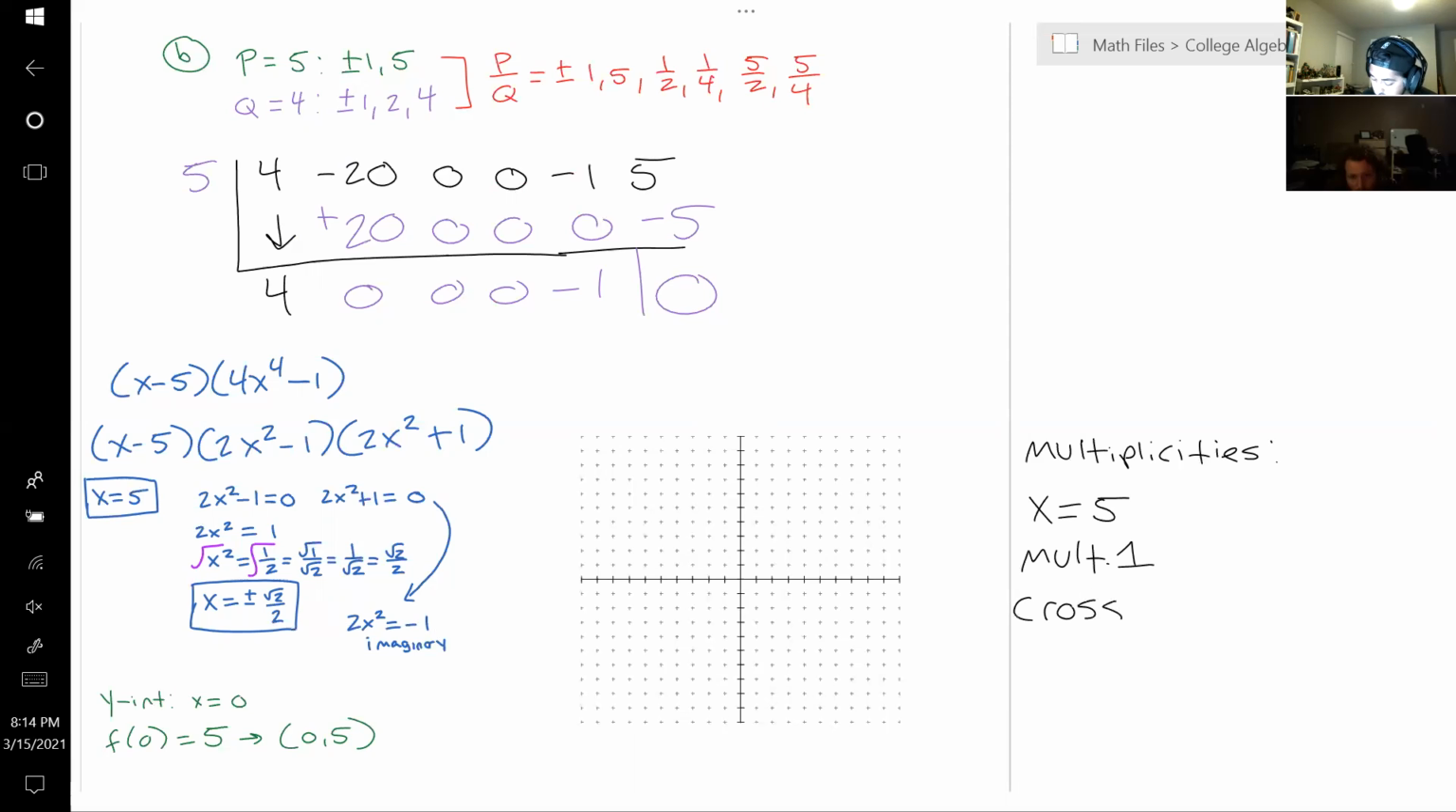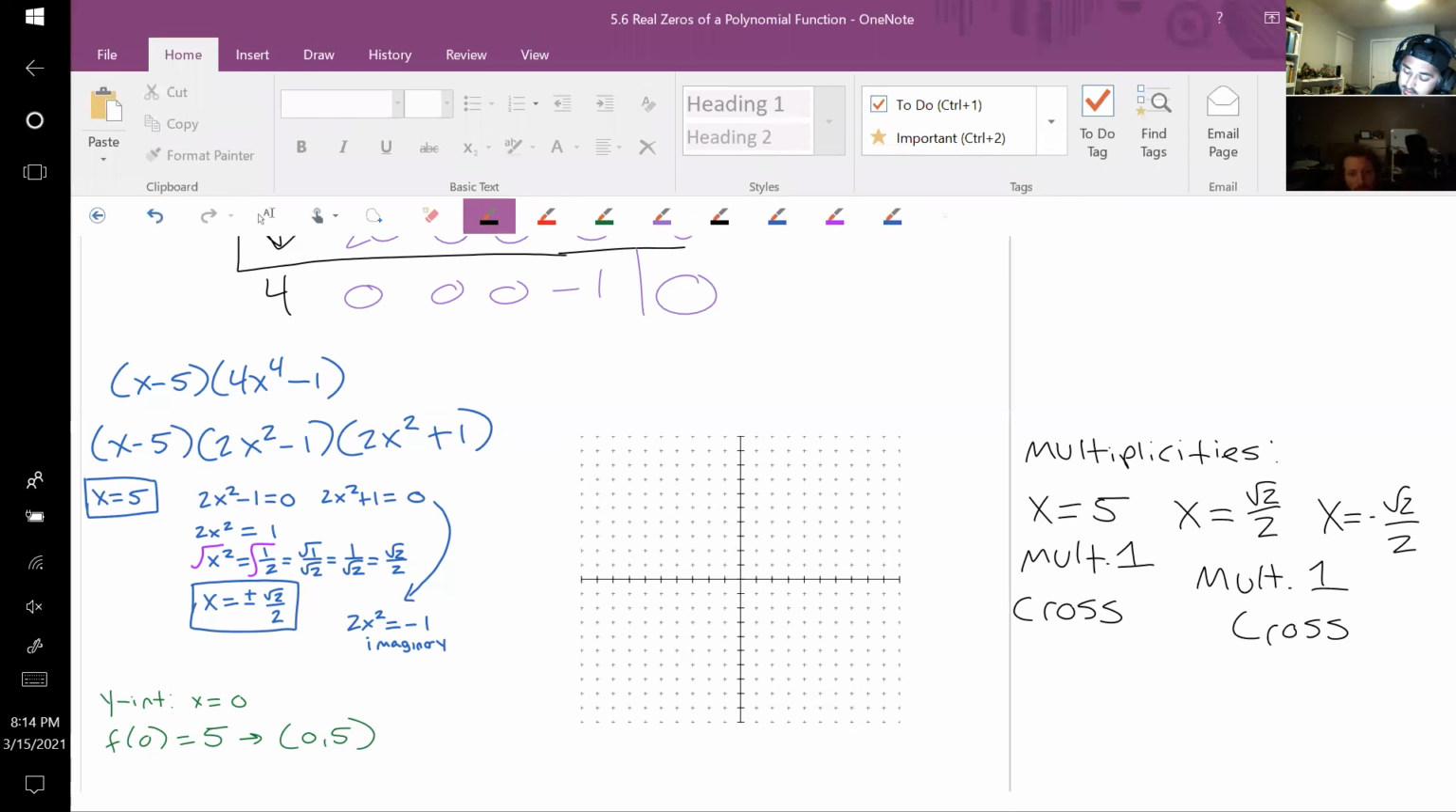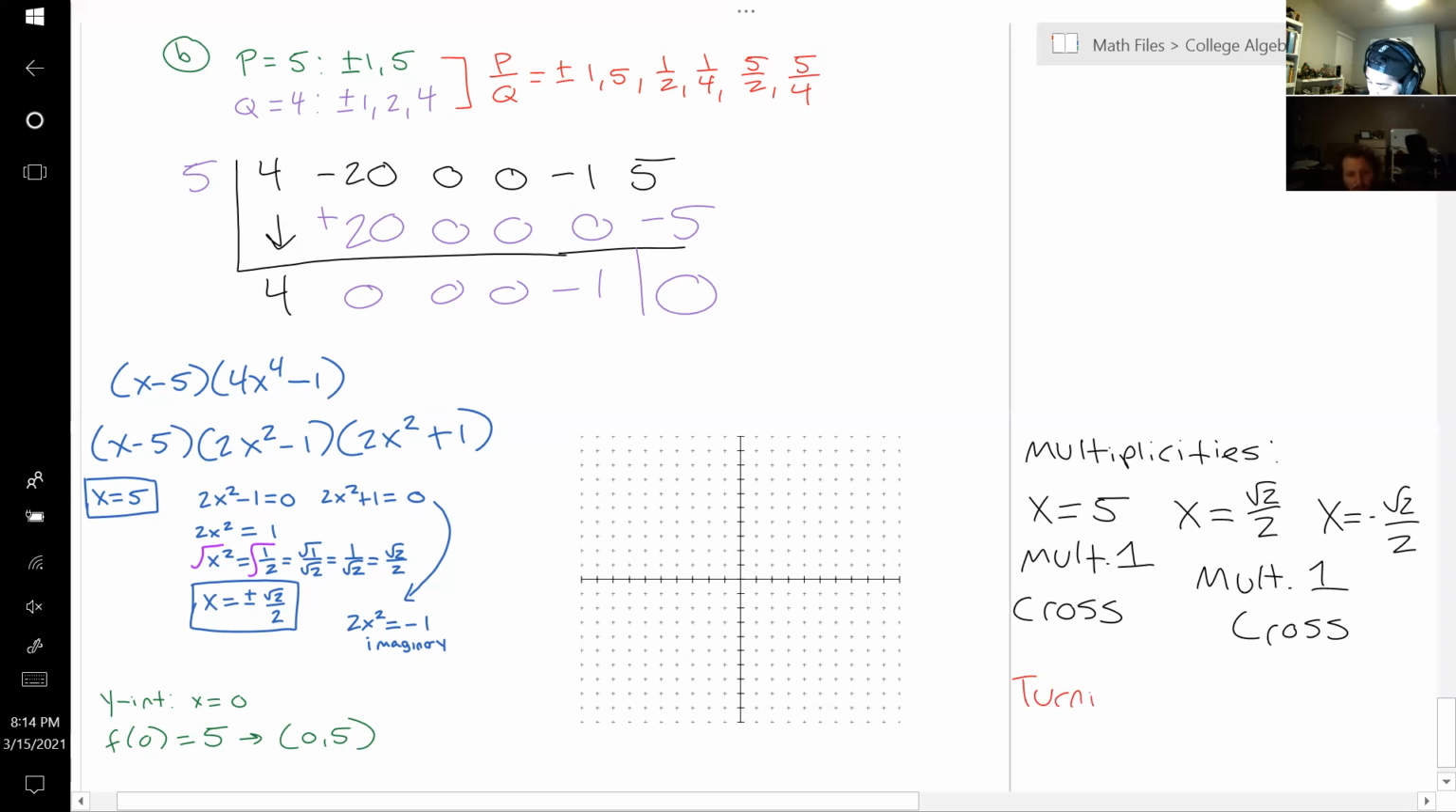And then you have x equals plus or minus square root of 2 over 2. What are the multiplicities on these zeros? They'll cross. So that means they both have a multiplicity of 1. Okay, there's multiplicities. And then the other part is turning points. What was the highest degree? 5, which means how many turning points do I have? 4 possible turning points. Okay. So we have everything out of the way, which means we can now graph.